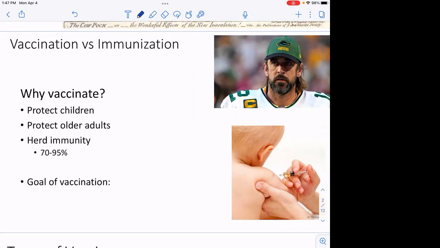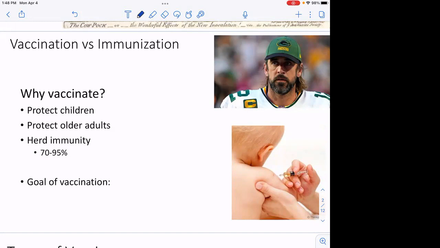Right when I was talking about this last fall is when Aaron Rodgers came out after he had just gotten COVID and said, well, I was immunized. What did he mean when he said I was immunized? Isn't that the same thing as being vaccinated? Most of us would say, yeah, those two things are the same thing.